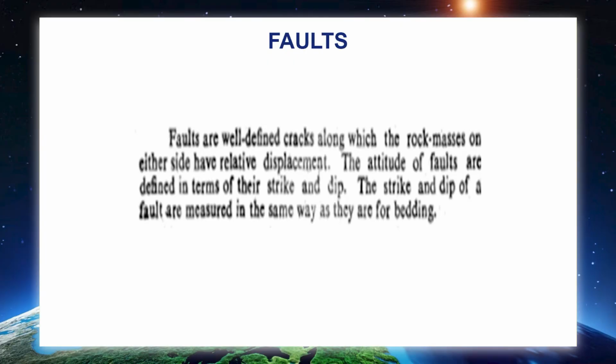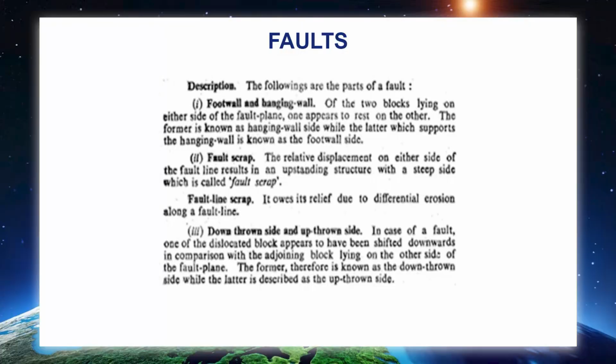Next, faults are well defined cracks along which the rock masses on either side have relative displacements. The attitude of the faults is defined in terms of strike and dip, as I had told you for the dip and strike directions of the bed. Fault description: foot wall and hanging wall. See, foot wall means which is supporting and hanging wall means which is resting. Then fault scarp, it is the relative displacement on either side of the fault. Fault line scarp can be well defined through the diagrams next.